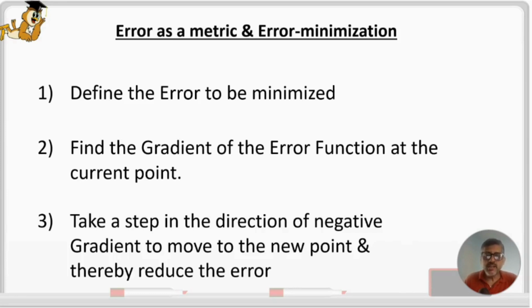Then we would find the gradient of the error function at the point where we were. We relied on calculus to tell us how to find this gradient. And then we said that we would take a step in the direction of the negative gradient to move to the new point and thereby reduce the error. If we kept doing it iteration after iteration, our hope was that the error would be suitably minimized and we would end up at the best possible solution. This was the general mental framework we kept in mind while approaching the optimization problem and configuring it as an error minimization problem.